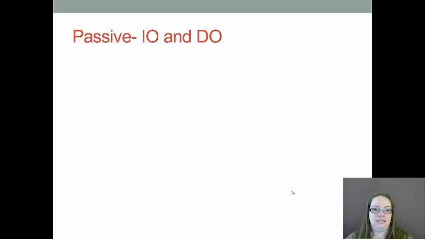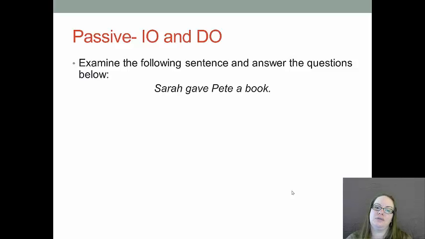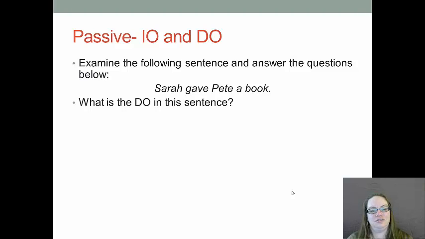Let's take a quick look at the objects in passives so that you can see where the objects are. Here we have a sentence, Sarah gave Pete a book. In this sentence, we have to make a decision: is the direct object Pete or is it a book? I can do a quick test by moving Pete to the end and seeing what happens. If I say Sarah gave a book, I'd have to say to Pete. So that indicates that Pete in this sentence is the indirect object in the inverted word order, and a book is the direct object.